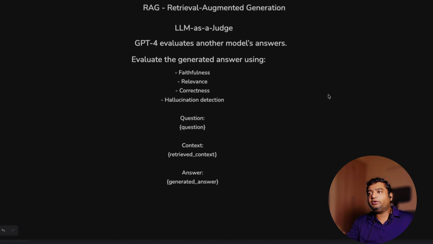One more thing I wanted to discuss: an LLM can also be used as a judge for faithfulness, relevancy and so on. A human can also test that, but it's a very tedious process for the human, and it's also very costly. You have to involve multiple people just for testing and evaluation purposes. One LLM can be used as a judge for another LLM. For example, ChatGPT can evaluate another model's answer. So in the prompt, you have to say: evaluate the generated answer using faithfulness, relevancy, correctness and hallucination detection. Give the question, give the context, and check the answer.